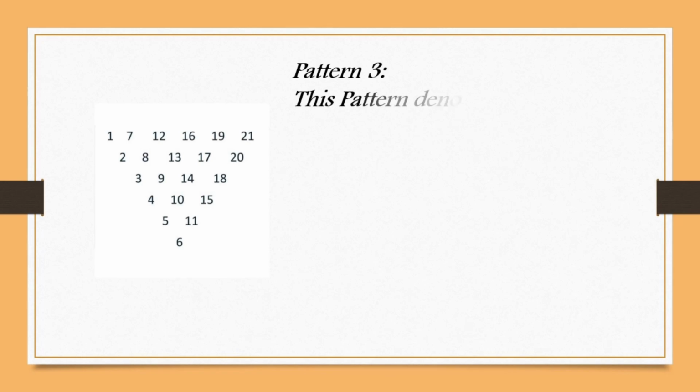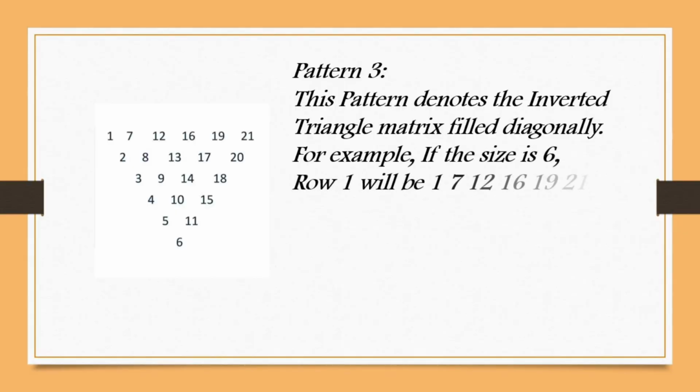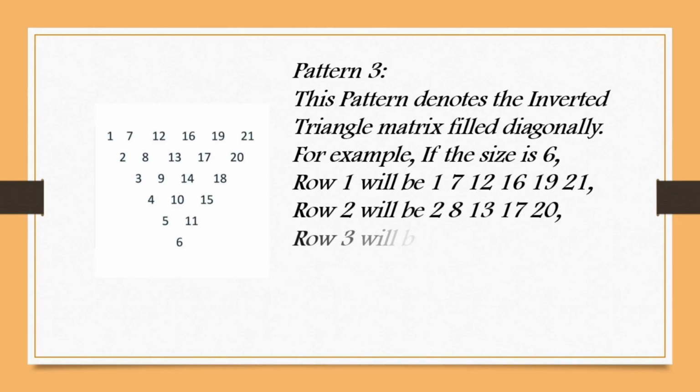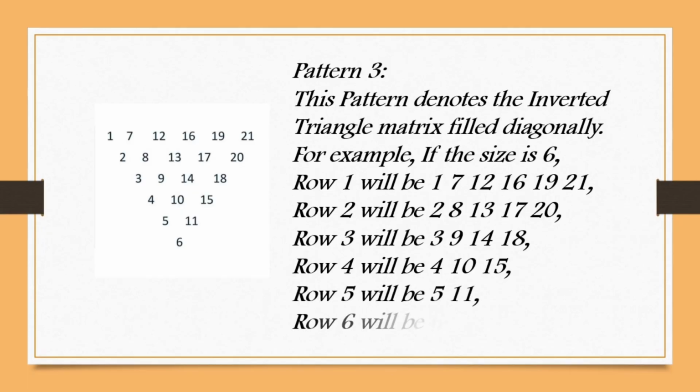Pattern 3. This pattern denotes the inverted triangle matrix filled diagonally. For example, if the size is 6, row 1 will be 1, 7, 12, 16, 19, 21. Row 2 will be 2, 8, 13, 17, 20. Row 3 will be 3, 9, 14, 18. Row 4 will be 4, 10, 15. Row 5 will be 5, 11. Row 6 will be 6.